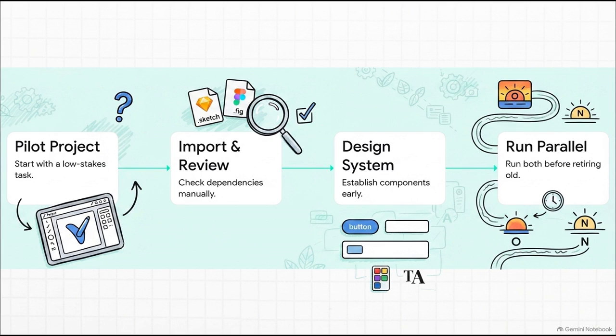Step 3. Establish your design system and component library early in the new platform to maintain consistency as you scale up. And Step 4. Run both platforms in parallel for a short time. Most teams complete this full migration in about 3 to 6 weeks. Running them concurrently gives your team time to adjust and confirm their workflows before you fully turn off access to the old tool.